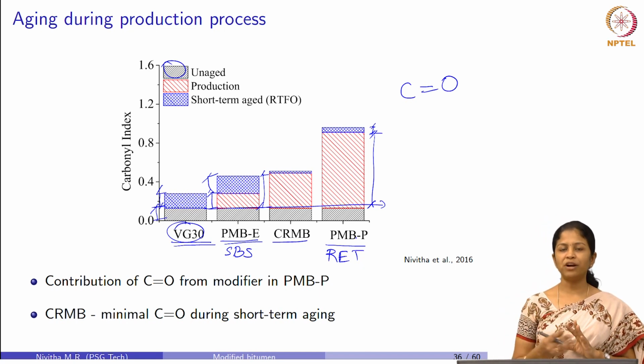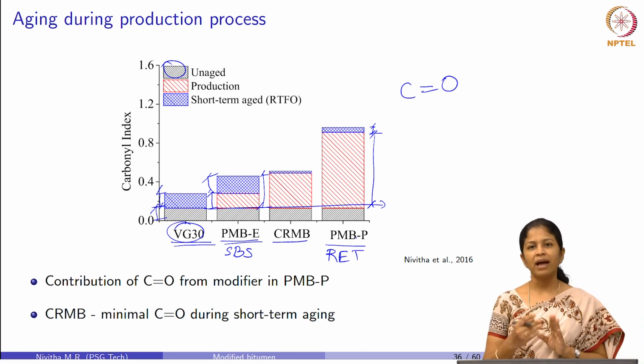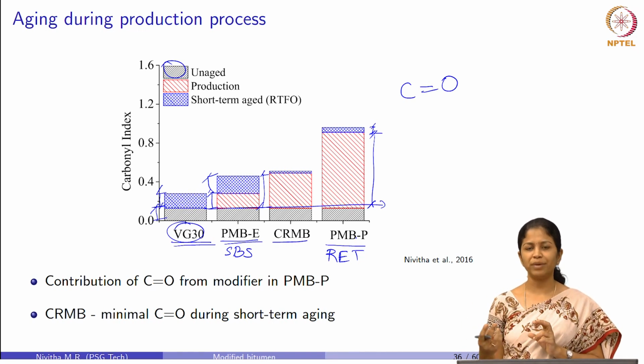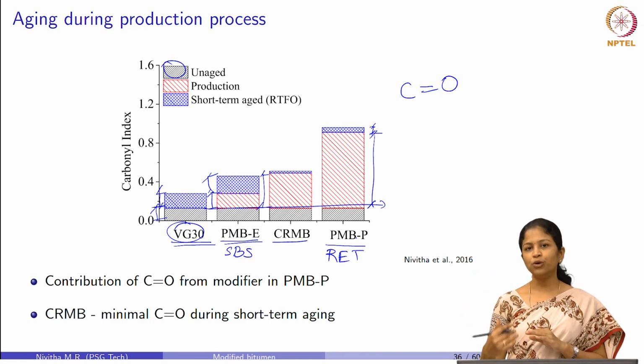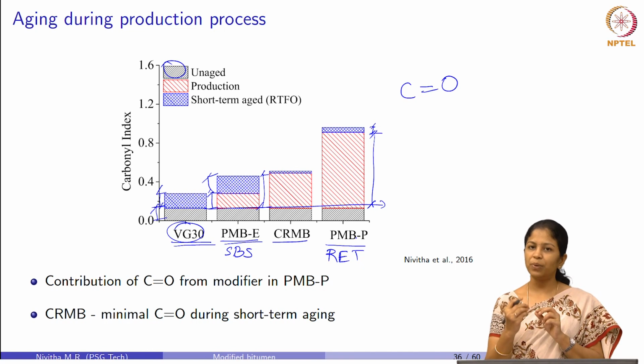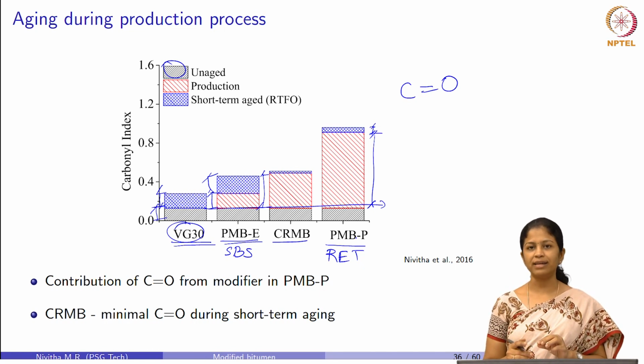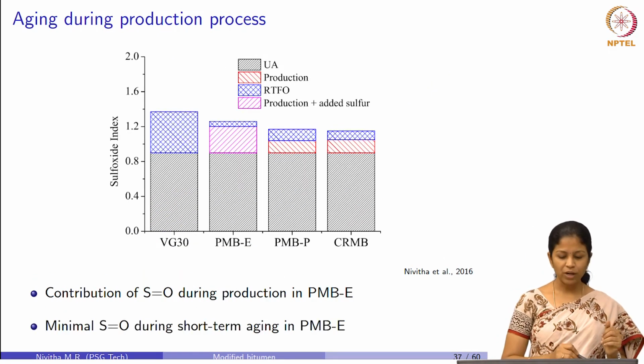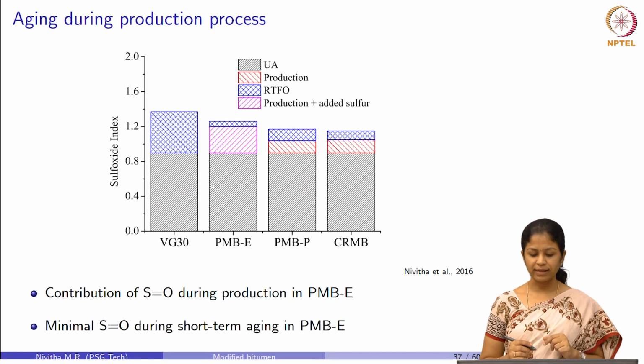So, crumb rubber modified bitumen is generally produced at high temperatures compared to the other two modifiers. So, at such temperatures, whatever is the oxidation that happens during short-term aging, most of the oxidation is expected to happen during the production process itself. So, during subsequent aging, we see a very small increase in carbonyl index in the case of crumb rubber modified bitumen. Similarly, we can also see the sulfoxide index.